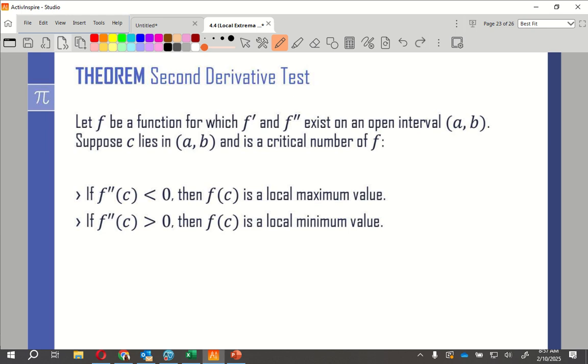And here's the rules for what we get from there. When I plug it in, if it is less than 0, maximum, greater than 0, minimum.